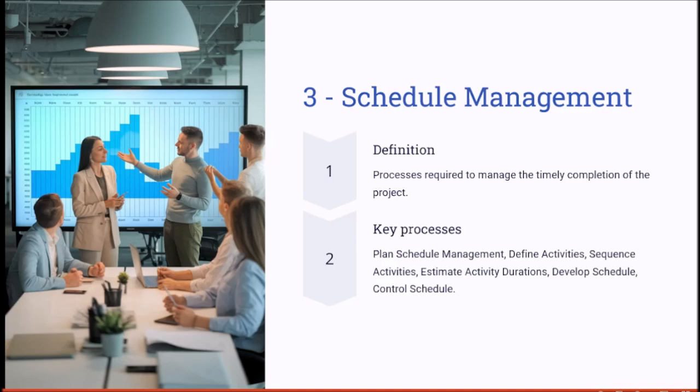Finally, you need to control the schedule. Controlling the schedule means you need to monitor the status of the project activities to update the project progress and manage the changes to the schedule baseline, which you created when you defined the activities, sequenced them, and estimated the activity duration. The same thing goes for the scope baseline, and the same also goes for the cost baseline.